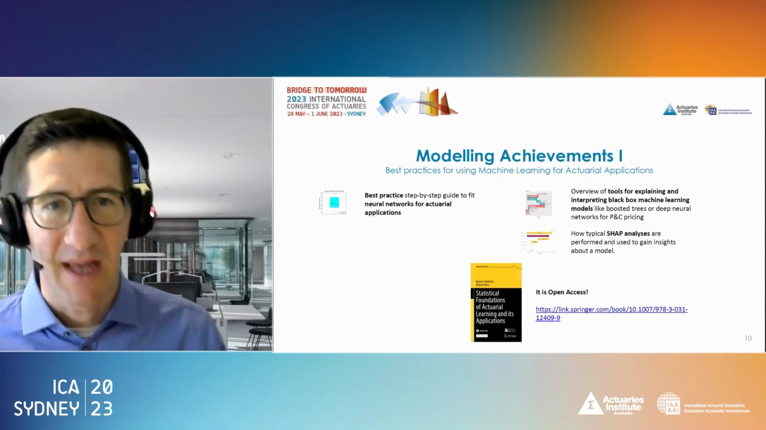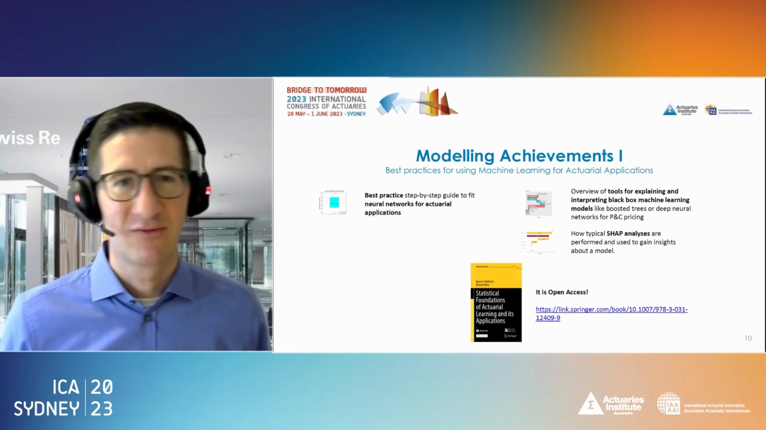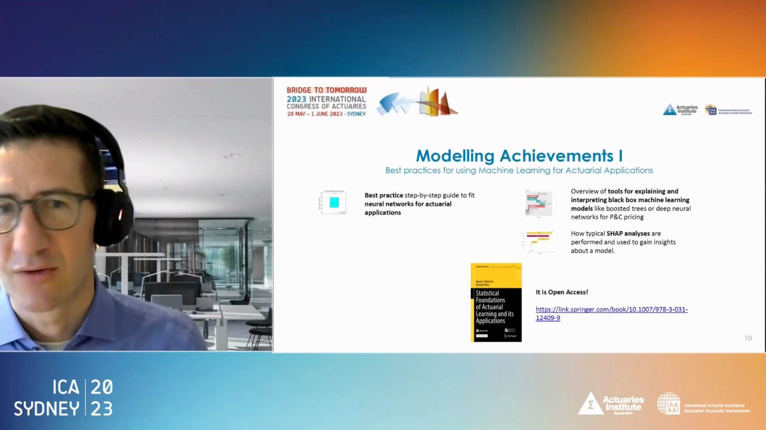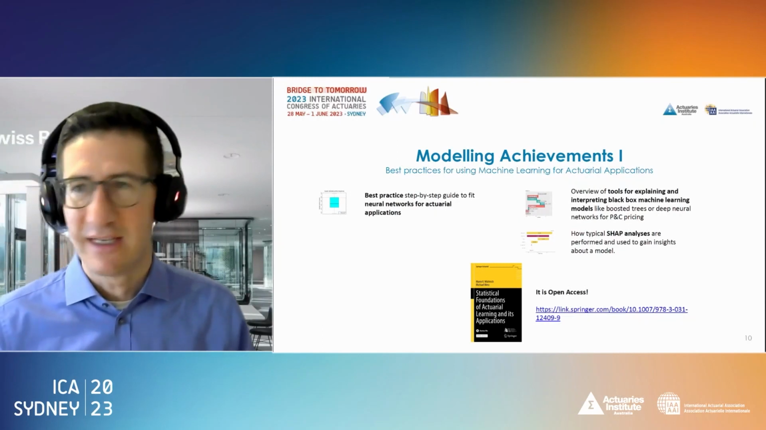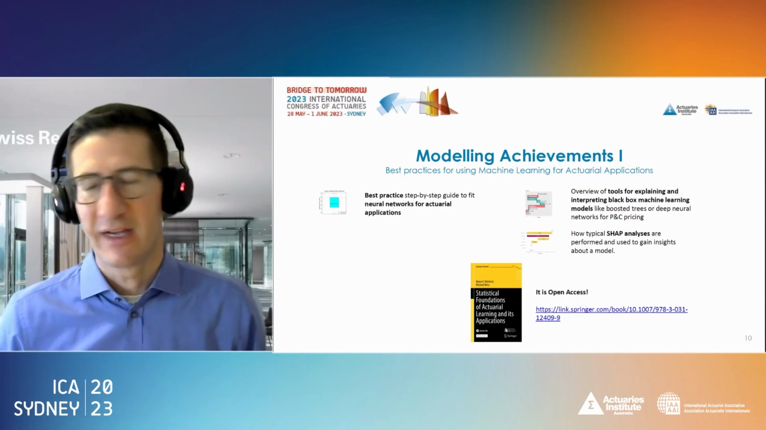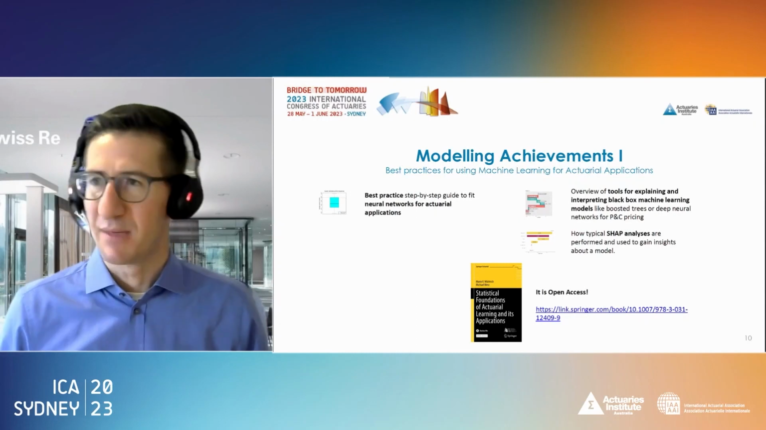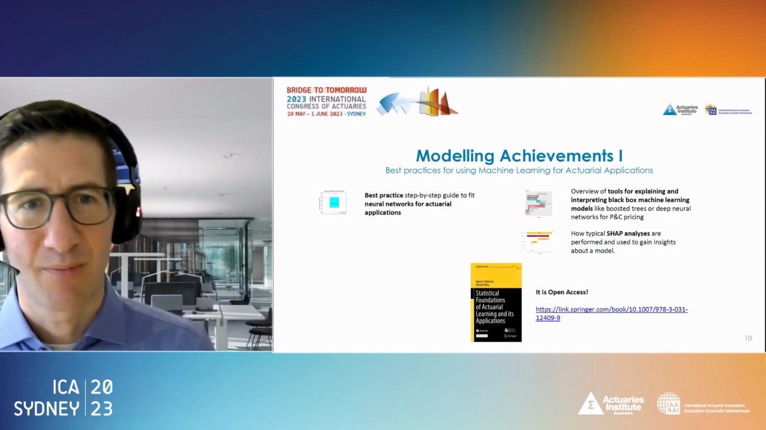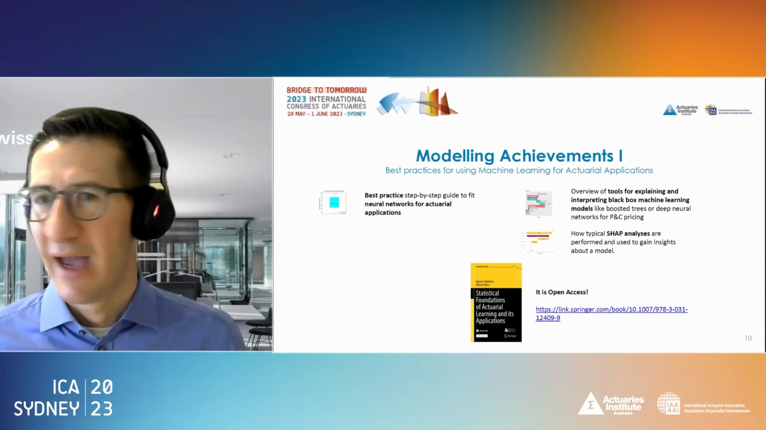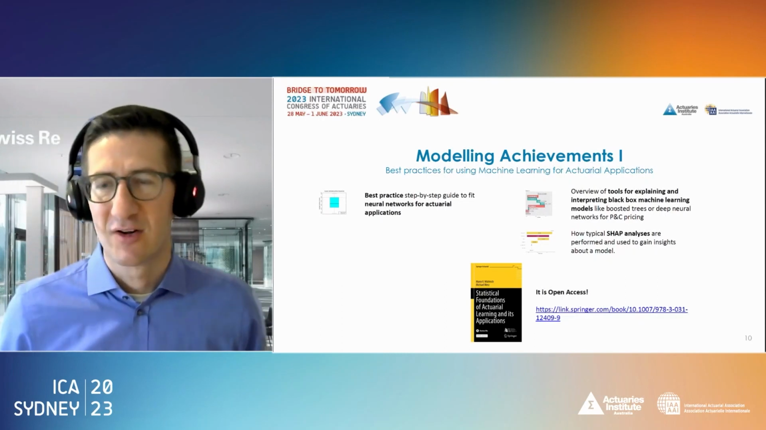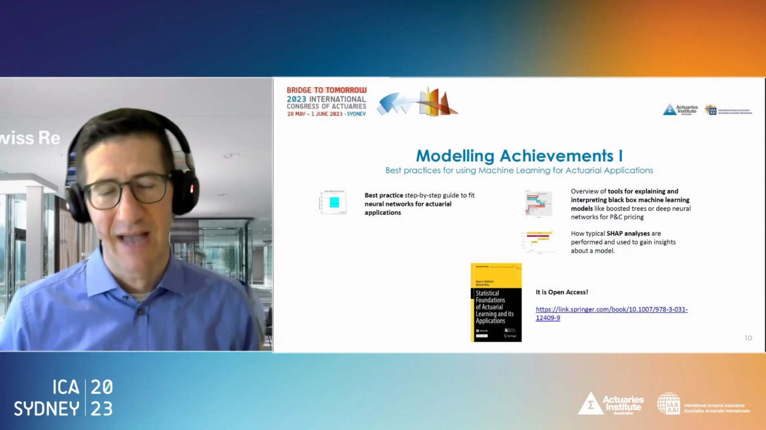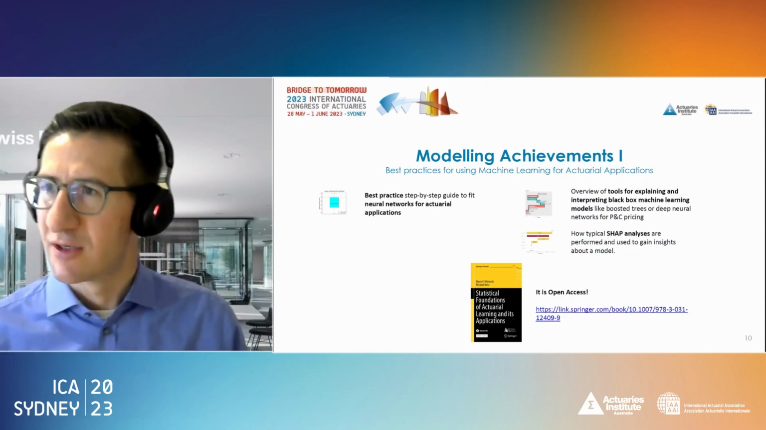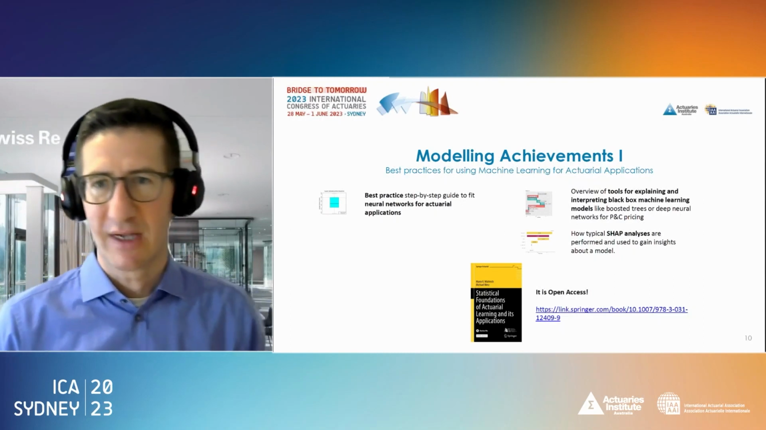Here on the left, if you as an actuary have thought about using a neural network, one of our tutorials is about how to design and choose the neural network such that it fits actuarial applications. There are certain things that are good practice and appropriate for actuarial applications, and which are not necessarily appropriate for usages outside of the actuarial world. So that should help you in looking into those topics.